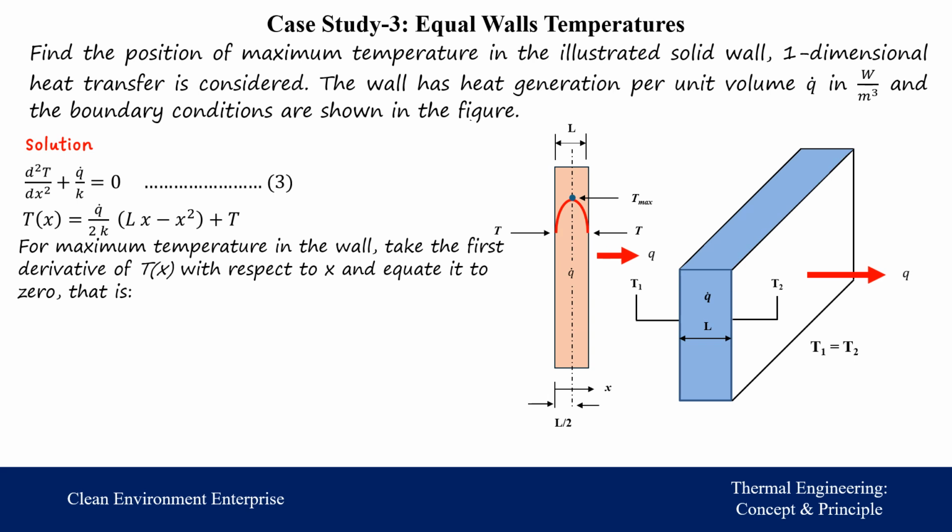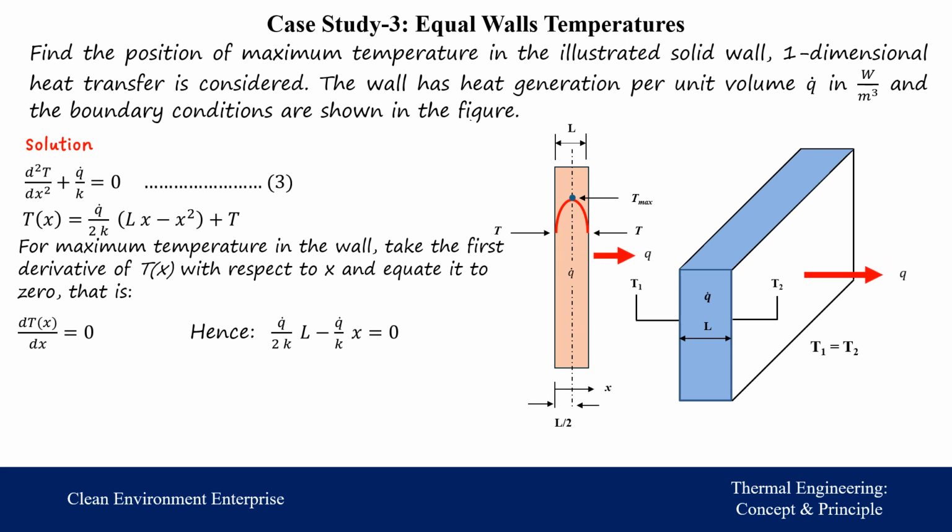And this form of equation, of course, has been obtained from a previous episode. And to get the maximum temperature in the wall, we have to take the first derivative and equate that to 0, dT/dx equal to 0.